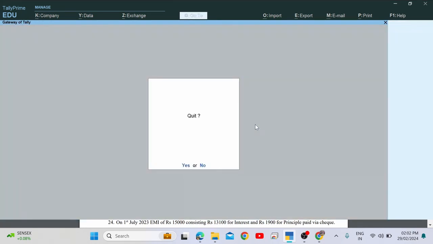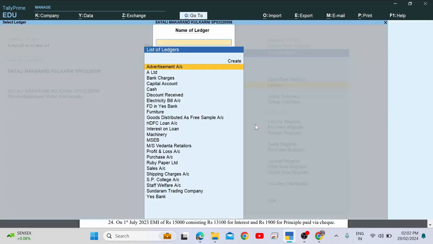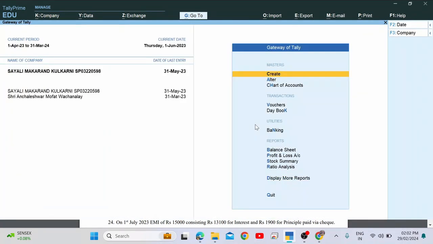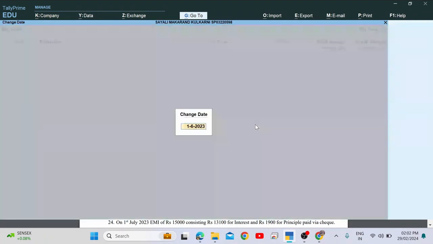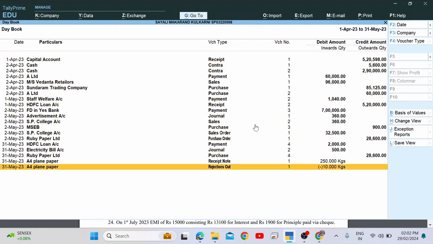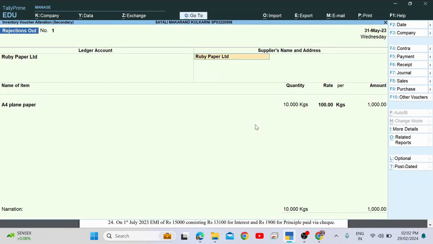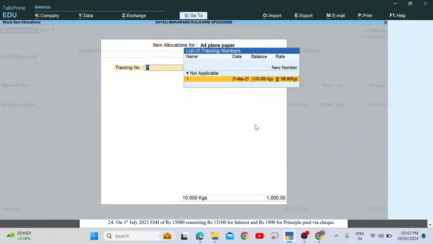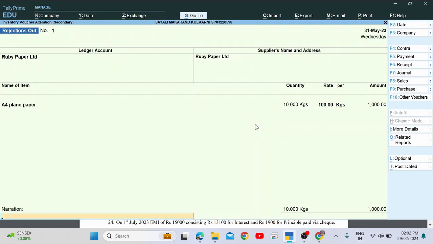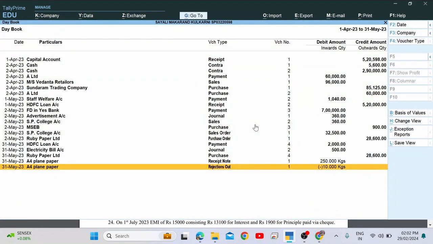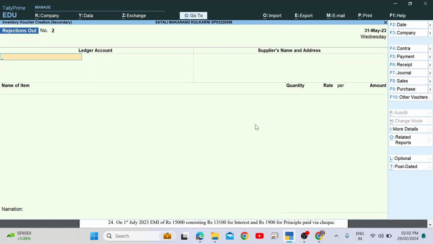One second, something we missed. Let me check. Display, and then here rejection out. Ruby paper, Ruby paper. Then don't take attention. Rejection note after rejection out.